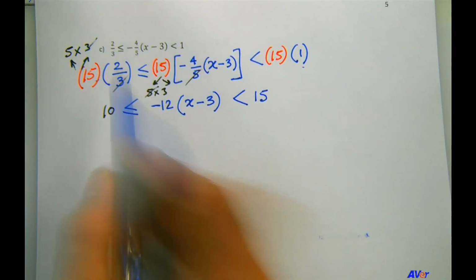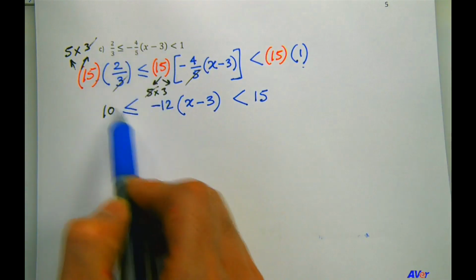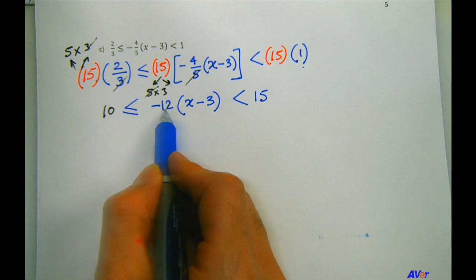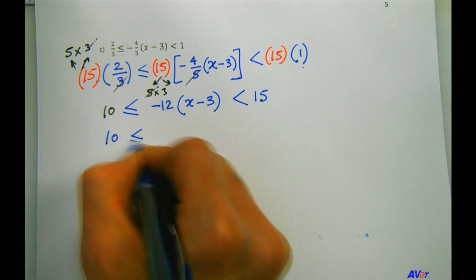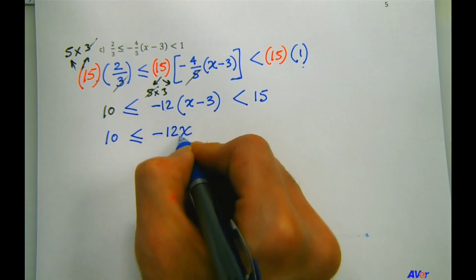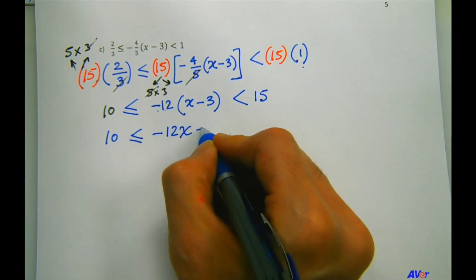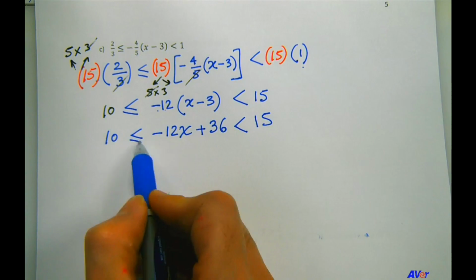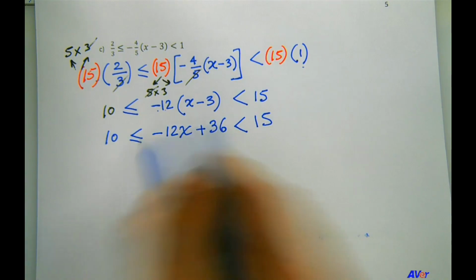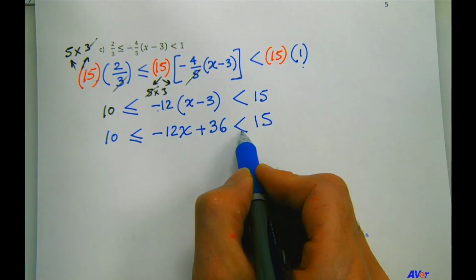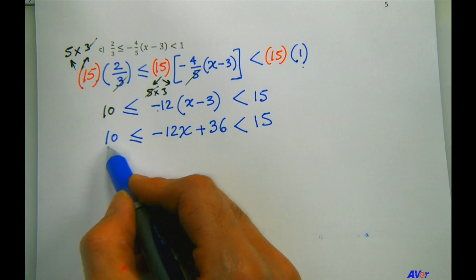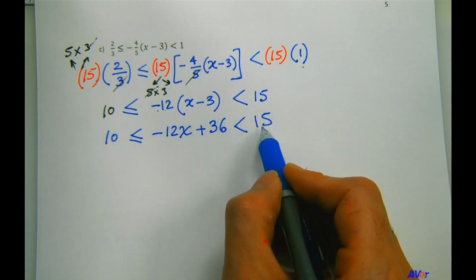Okay, so we've now gotten rid of the fractions at once. So now let's distribute the negative 12 into this. So we have 10 less than or equal to minus 12x, minus 12 times minus 3 is plus 36, less than 15. Notice that on this side we have inequality and equality, but on this side it's strict inequality. We got to be careful because this number, whatever it ends up to be at the end, is going to be part of the solution, but not 15. 15 cannot be part of the solution.